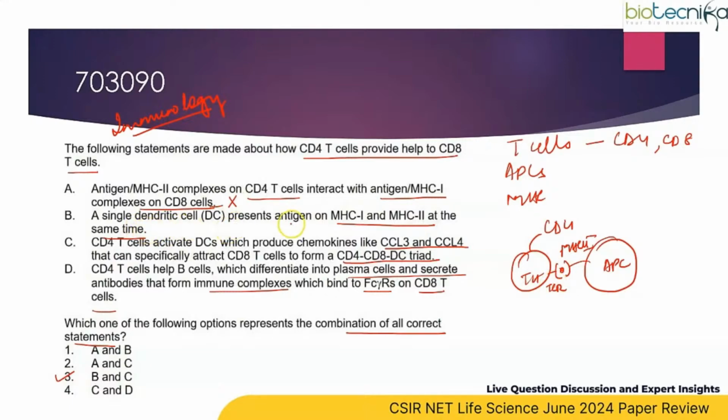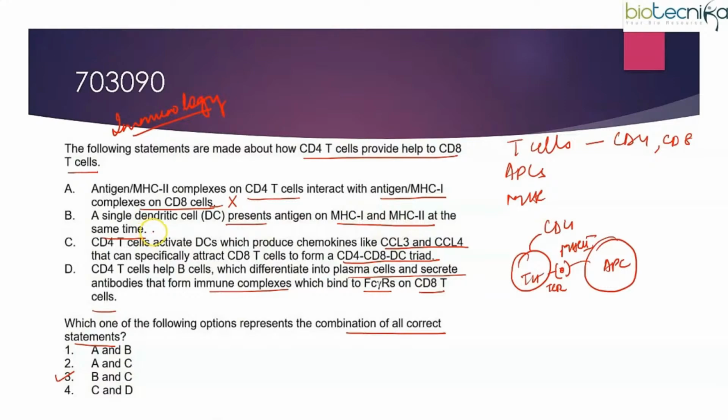B, a single dendritic cell presents antigens on MHC1 and MHC2 at the same time? Yes. So dendritic cells can express both MHC1 and MHC2. Okay. So B is correct over here. C, CD4 T cells activate dendritic cells which produce chemokines. Okay, so these CD4 T cells can activate dendritic cells, and yes, they can produce certain chemokines like CCL3, CCL4 that in turn will activate the CD8 T cells. So they form a CD4 CD8 DC triad.